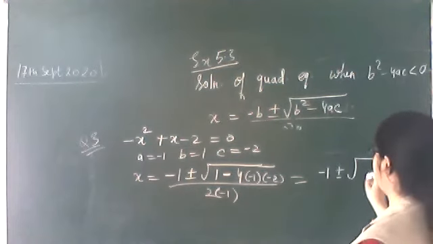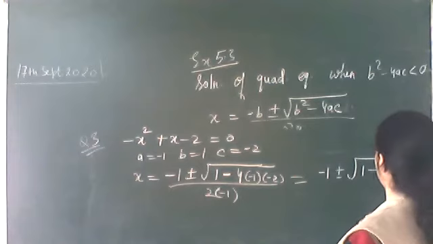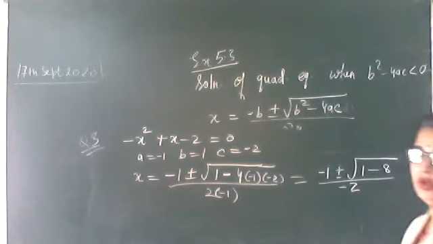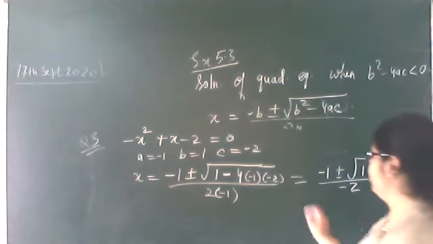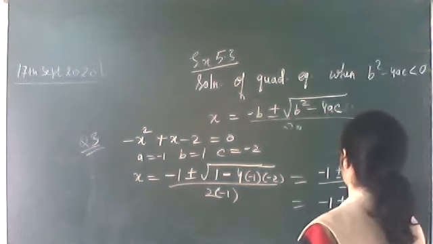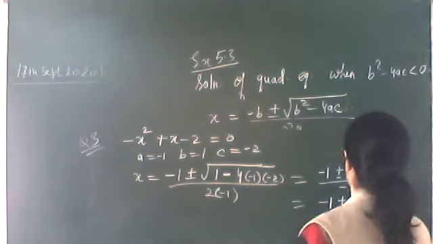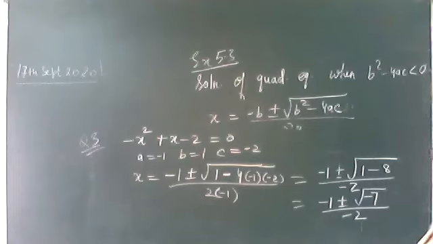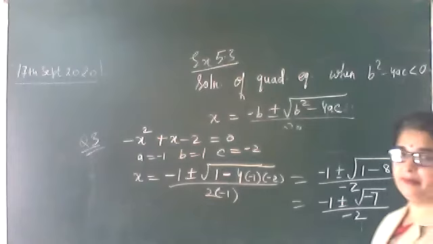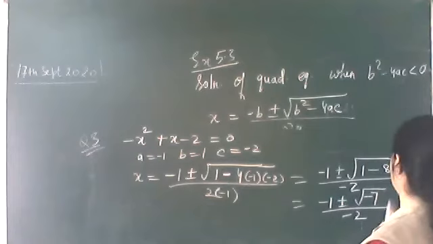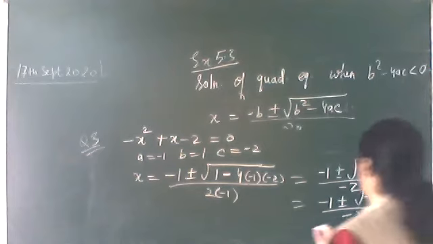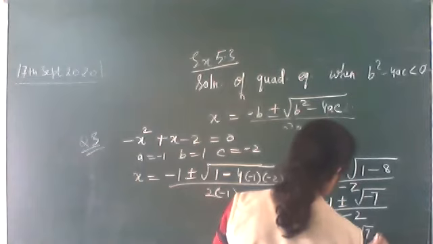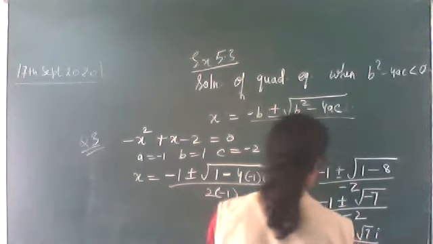So 1 minus 8 will be what? 1 minus 8 upon minus 2. So it will be what? Minus 1 plus minus root 7 upon minus 2. This can be again written as, how we can write? Who will tell me? In the last question also we have written. It is equal to minus 1 plus minus root 7 iota divided by 2.